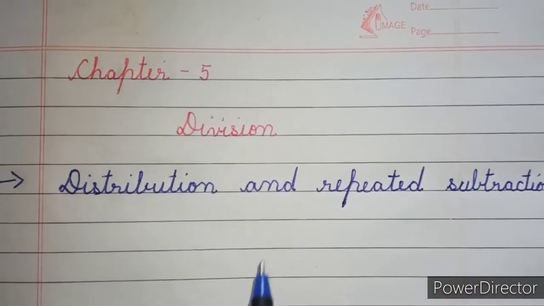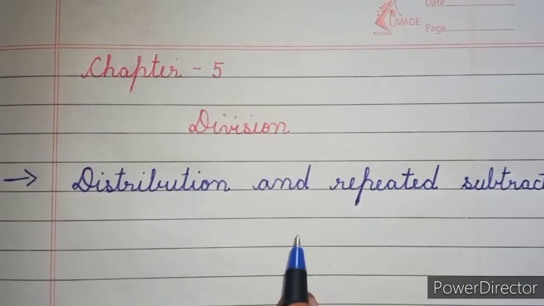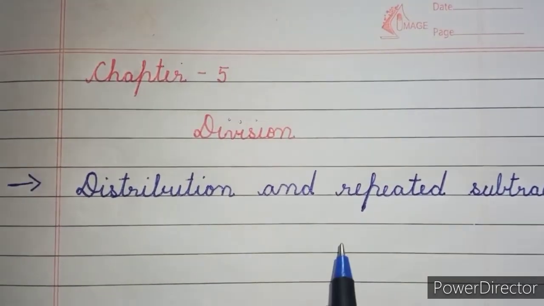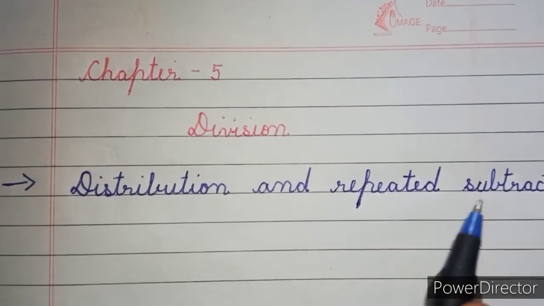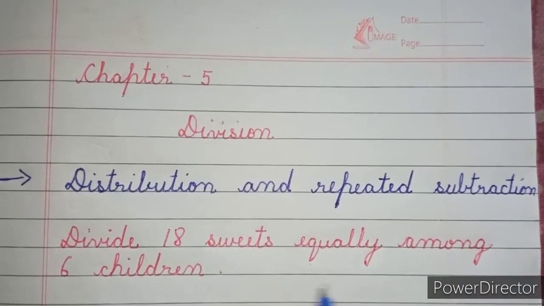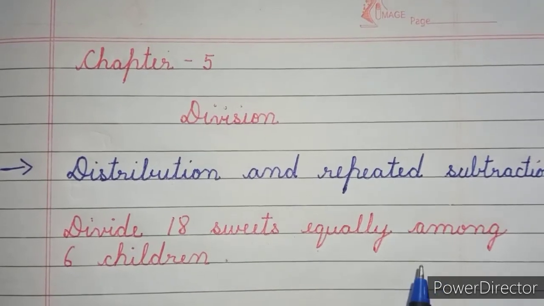Okay, children, in class 2 we have already learned that division is an equal distribution of the same quantity or things. We have also learned that division is a repeated subtraction of the same number. Let us revise these aspects through an example.